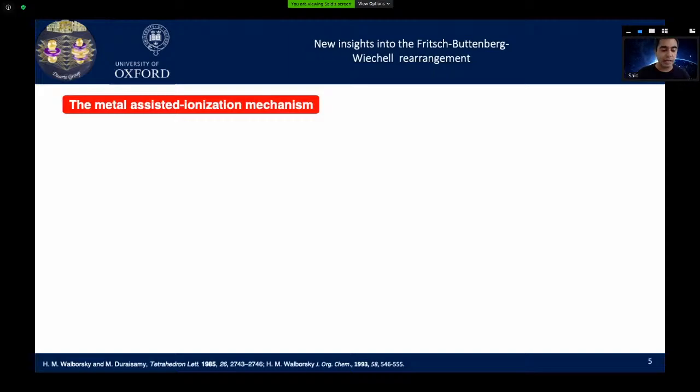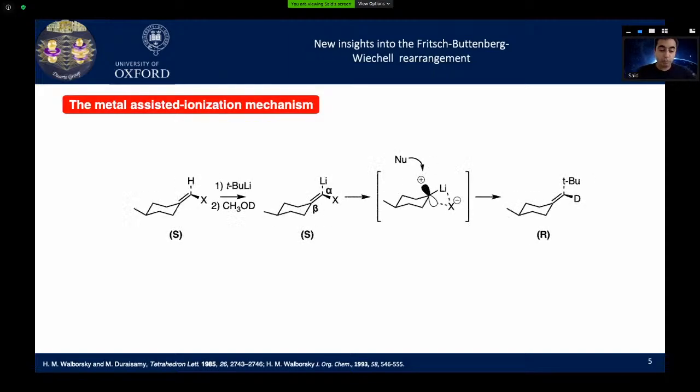During the 80s, Walborsky reported the reactions of chiral carbenoids and studied their stereochemistry and mechanism. So, treatment of this vinyl halide compound using tert-butyllithium and subsequently using deuterolysis reactions, you obtain first the corresponding carbenoid by a hydrogen-lithium exchange reaction.